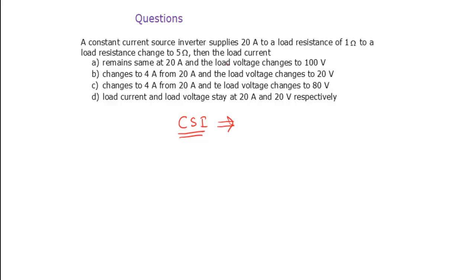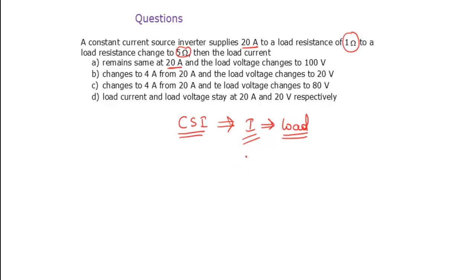In case of CSI, the load current will be independent of the load. Now the load resistance is changing from 1 ohm to 5 ohm, but since the load current is independent of the load, it remains the same at 20 ampere.